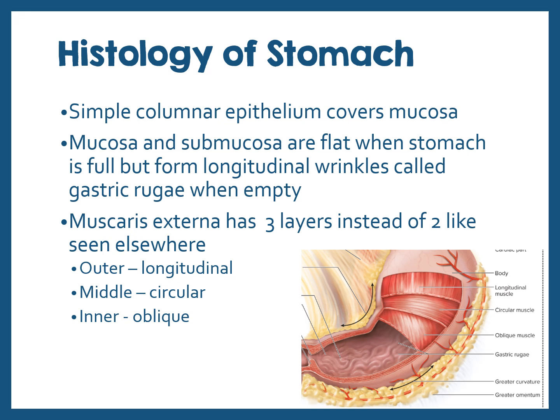Usually, what we've seen so far, the muscularis externa layer has 2 layers, but here in the stomach, we're going to have those 3 layers where we have the outer longitudinal muscles, and I like this picture better because it shows you those longitudinal fibers, the circular fibers, and then the oblique fibers.